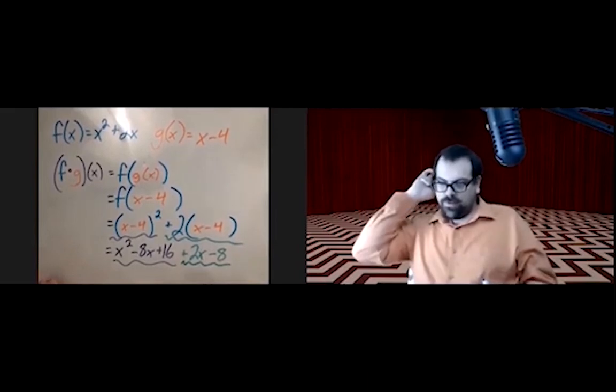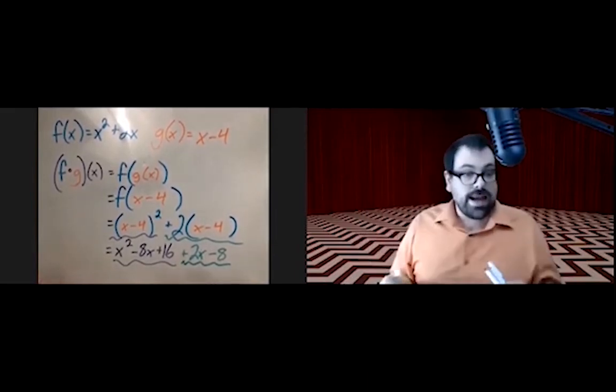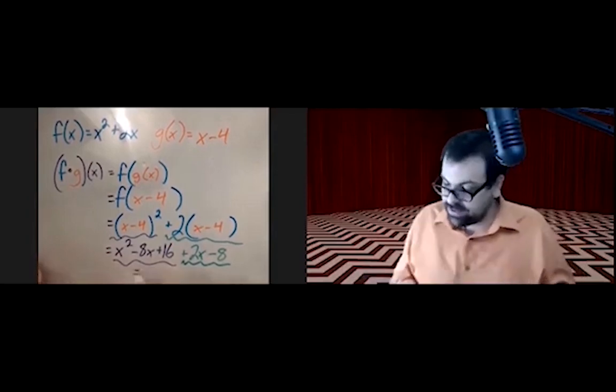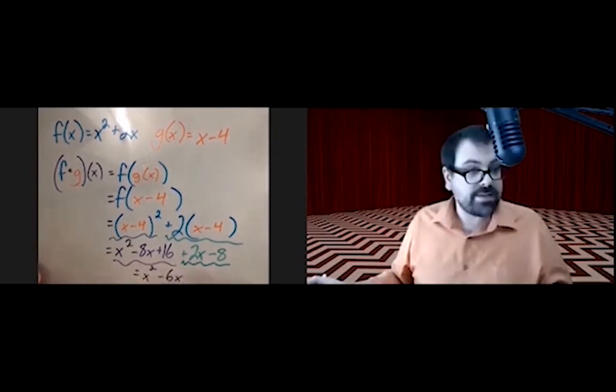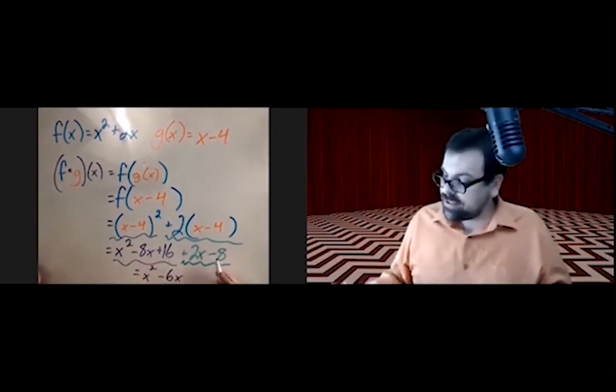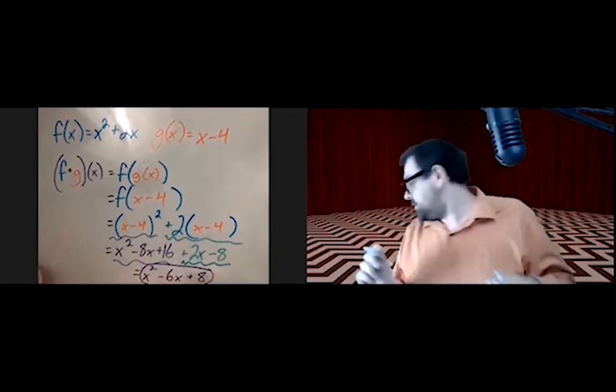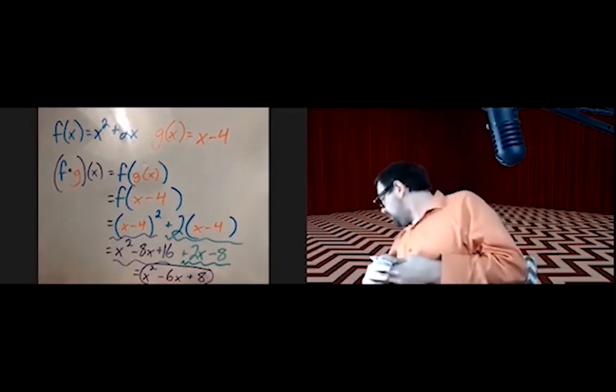That's that part there. And now we combine our like terms to get our final answer. X squared minus 8x plus 2x is minus 6x. Plus 16 minus 8, that's plus 8. X squared minus 6x plus 8.